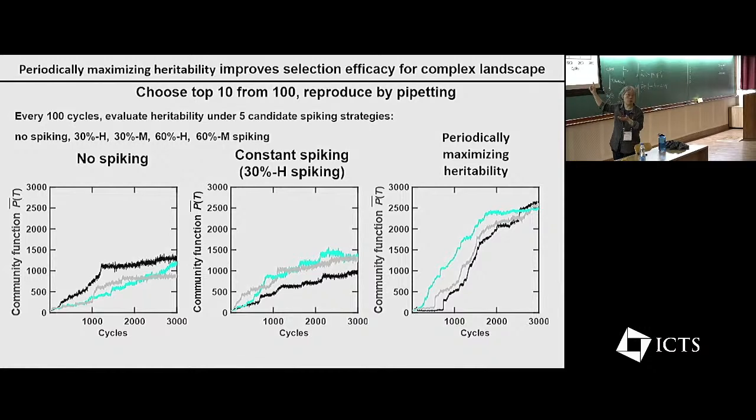We get a very similar result, right? So if we just continue to select, and once community function does not improve, we check heritability and switch to the one with a higher heritability. So then we have this. So it's switching between strategies, whichever is the best. We take that strategy. Every 100 cycles, we evaluate.